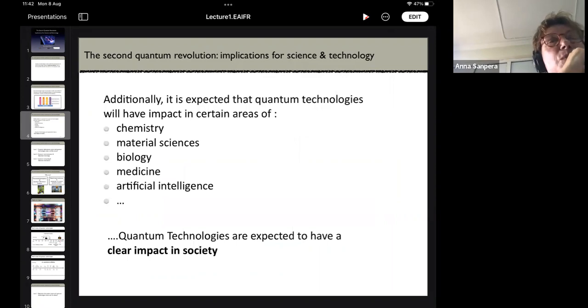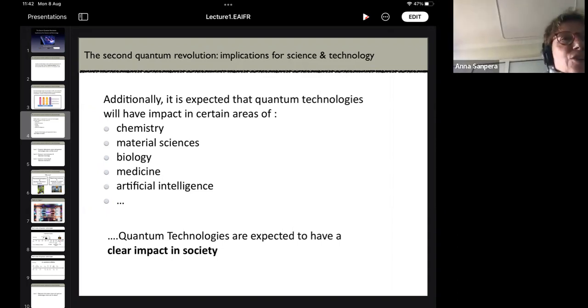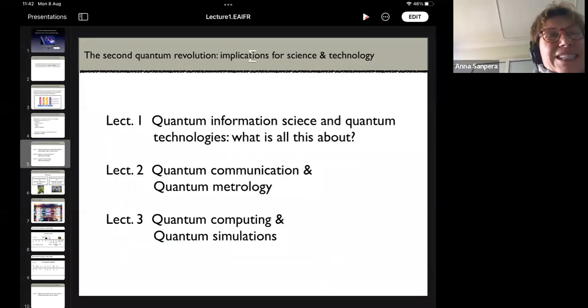These technologies, moreover, are expected to have a certain impact. So not in everything, but definitely in chemistry, in material science, to understand new materials, in biology, in medicine, in artificial intelligence, etc. So it's a technology that we expect will have a clear impact in society. So it's not only basic science, but it also will have a clear impact in society in the same way that the first quantum technology, the transistor, had, so that we are all here listening to each other thanks to that.